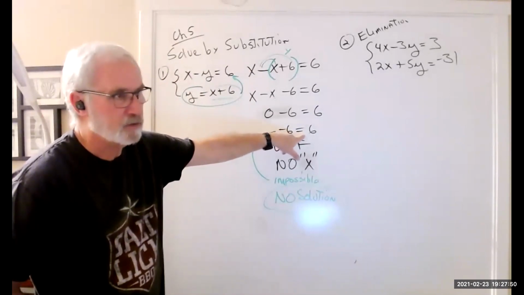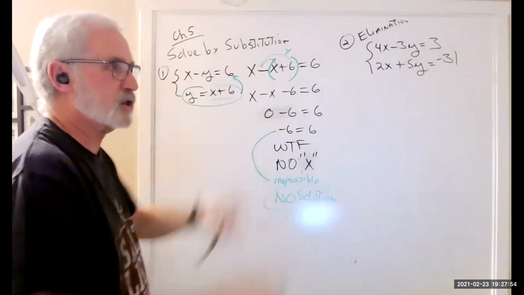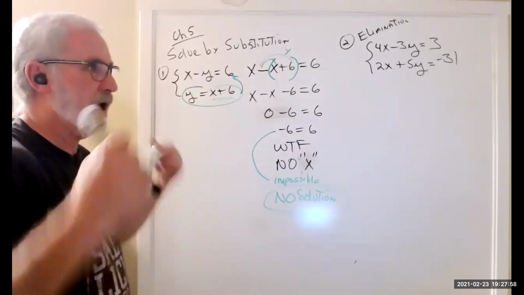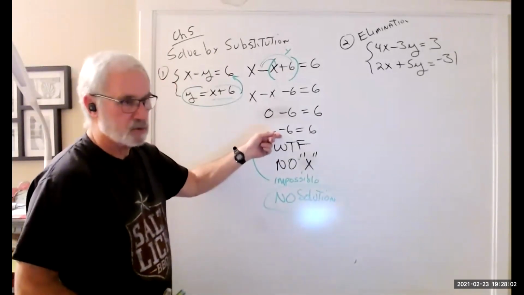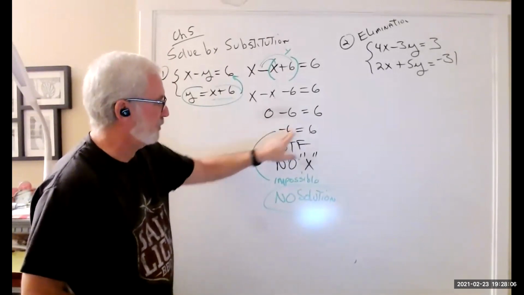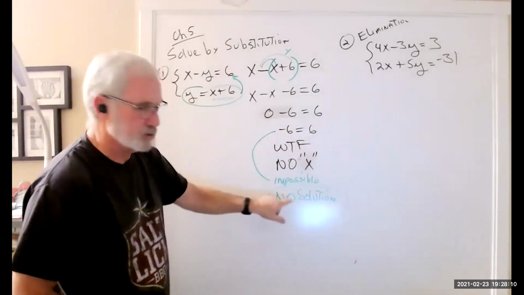Negative 6 can't equal positive 6. And it doesn't matter what you do, even if you add 6 to both sides and you get 0 equals 12. I don't care. You can do it all day long. You're going to have an impossible condition right there. The number on the left will never equal the number on the right. Impossible. So you say no solution.